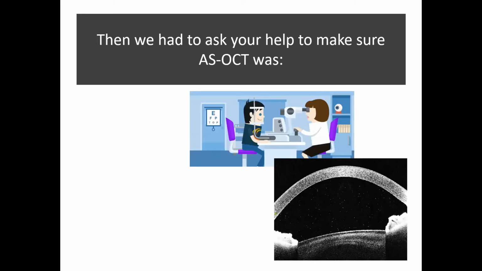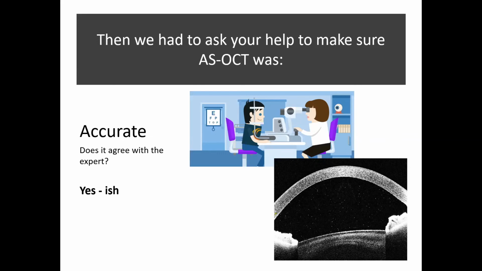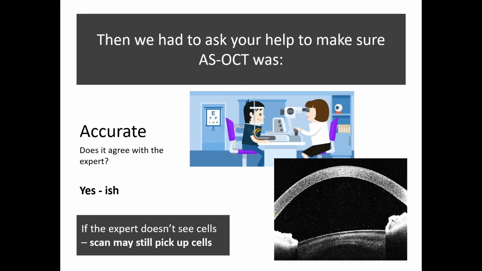The next question was, is it accurate? Does it agree with an expert, which is the method I spoke about at the start, when you're sat with your chin on the chin rest and we're looking in the light, grading all those cells? Our answer was yes, with a bit of an ish again. If the expert saw cells, the scan agreed 99% of the time, so pretty high. But if the expert didn't pick up any cells at all, the scan actually still picked up cells. So it's telling us maybe the scan is more sensitive, more accurate than an expert, possibly.